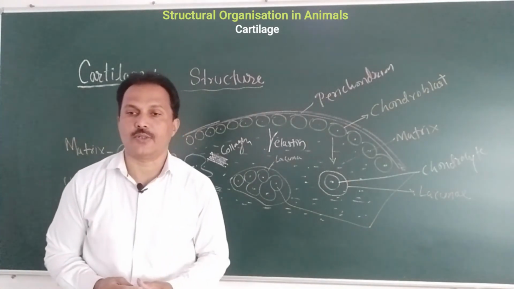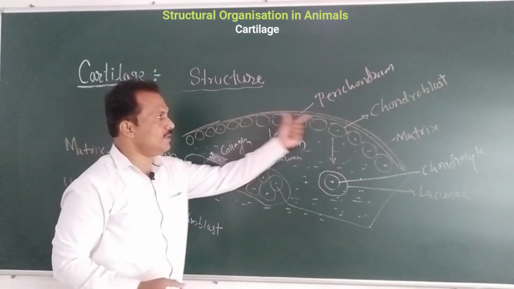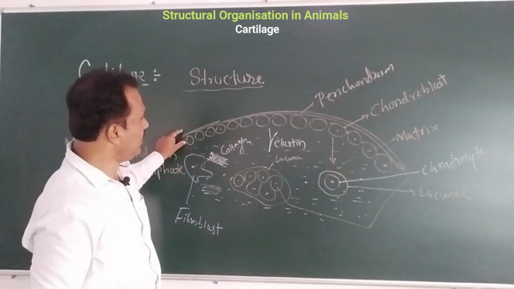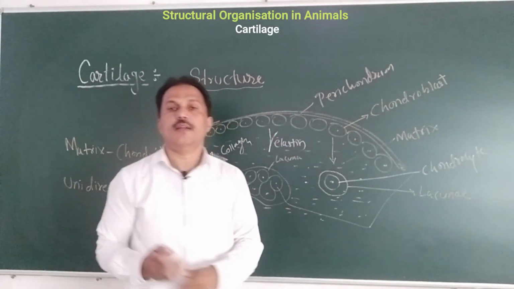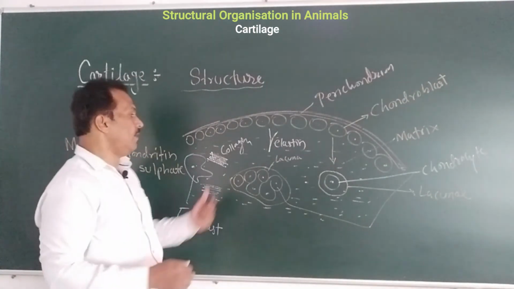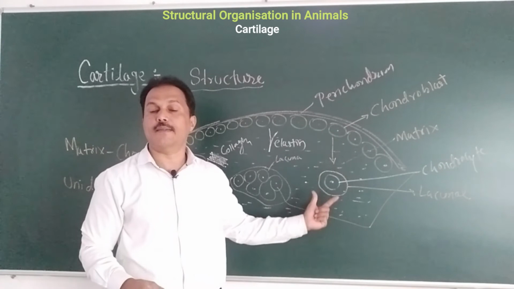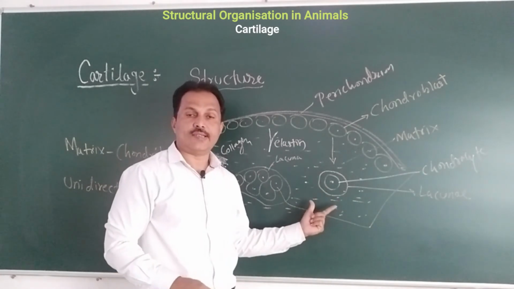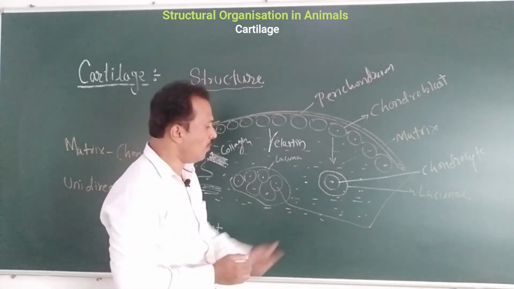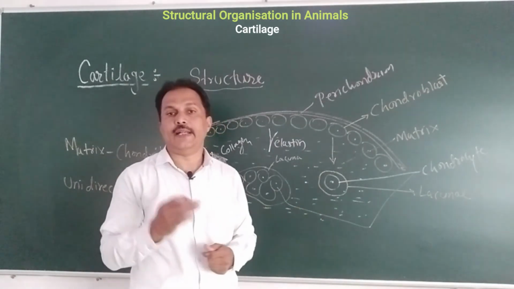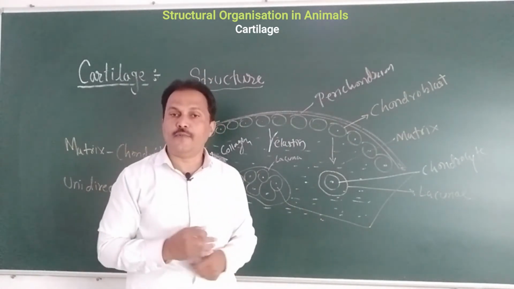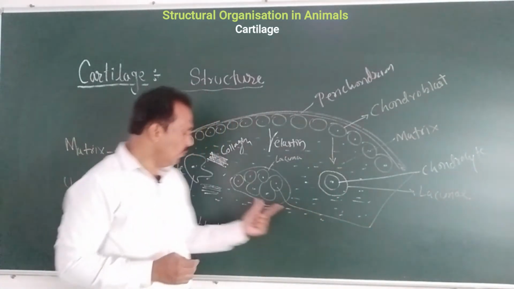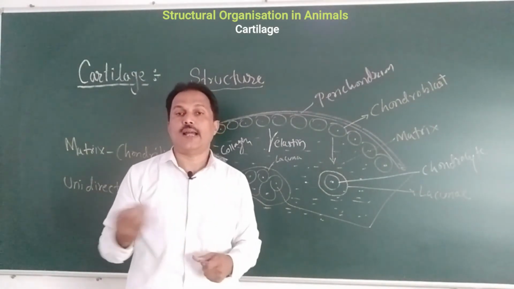I hope that this structure is very clear. The outermost layer is the perichondrium, made up of collagen fiber, the outermost sheath. Immediately beneath that you will find the chondroblasts, immature cartilage cells. These chondroblasts secrete the matrix, which is chondroitin sulfate, and when the cell is surrounded by the matrix, it matures to form a chondrocyte. This chondrocyte is present in a fluid filled space or cavity, the lacunae. In one lacuna, 2 to 8 chondrocytes may be present.